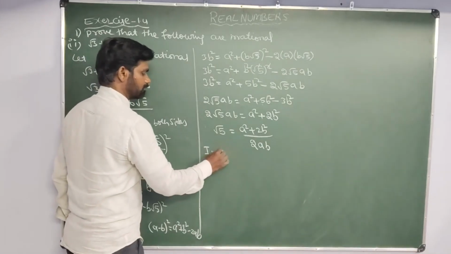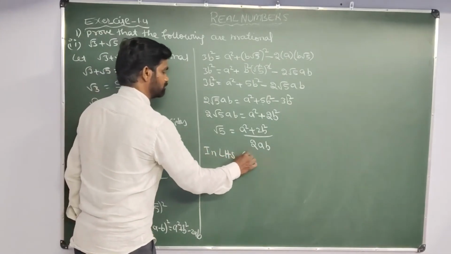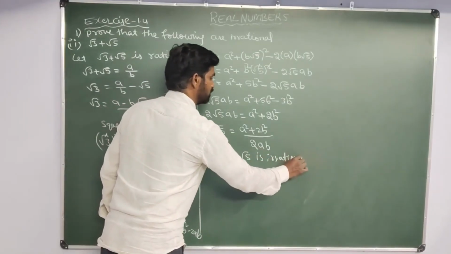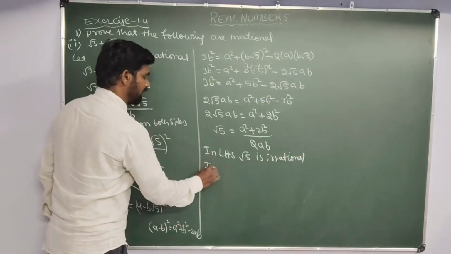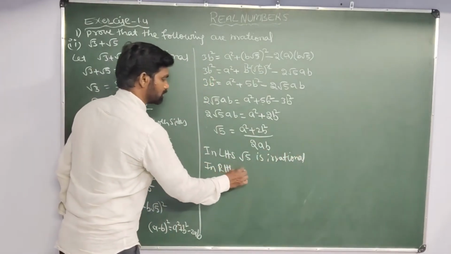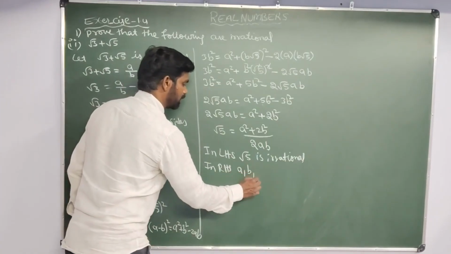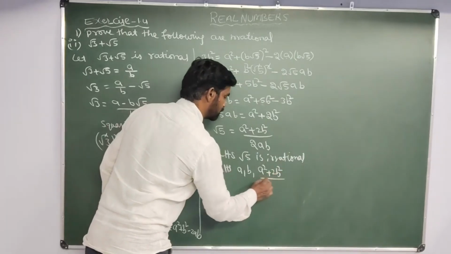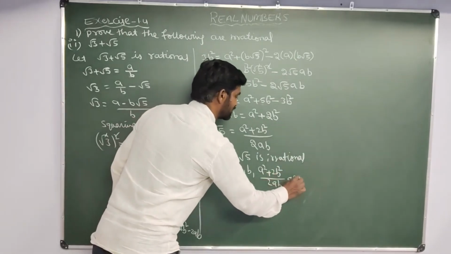In LHS, root 5 is irrational. We know that root 5 is irrational. Okay, whereas in RHS, the terms a, b, and (a square plus 2b square) by 2ab are integers.